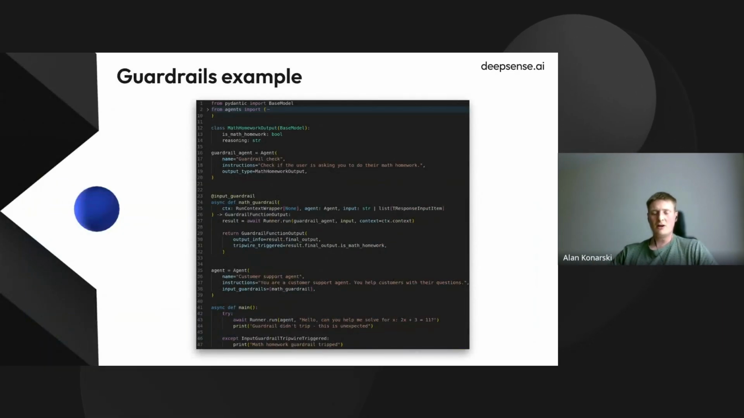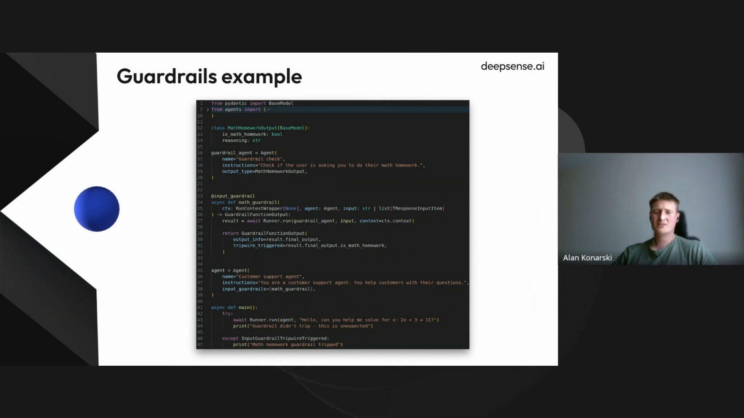And now I would like to show you a guardrails example, and this is very similar to the tools. The difference is that instead of using the tools parameter in the agent class, we are using the input guardrails parameter, to which we are passing a function that we decorate, instead of with the function tool, with the input guardrail.